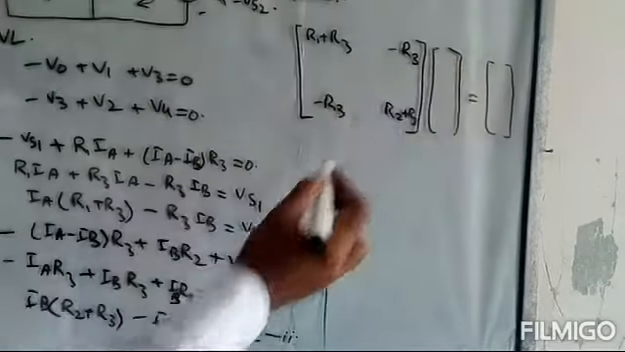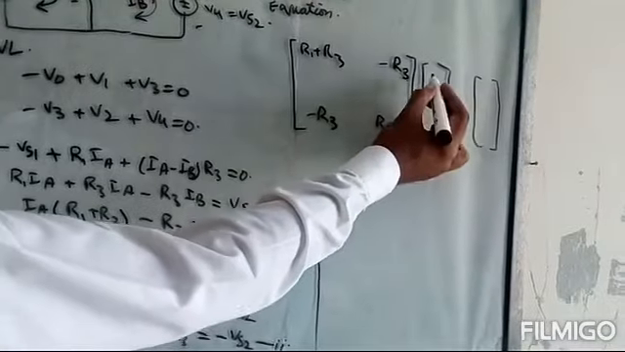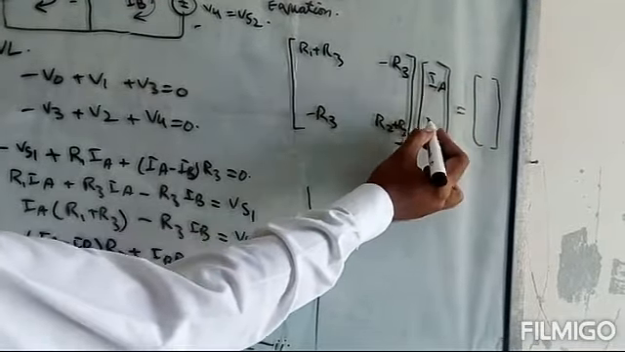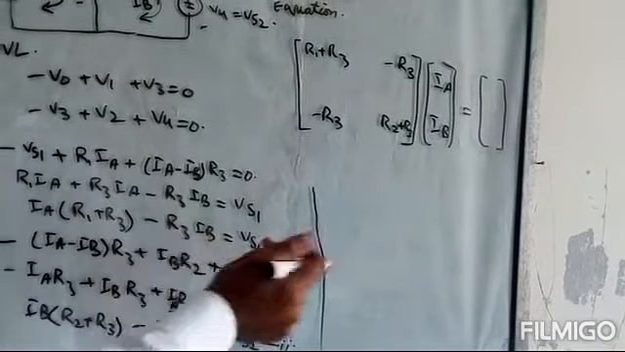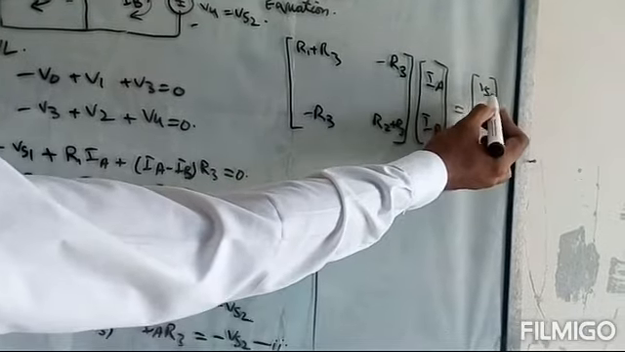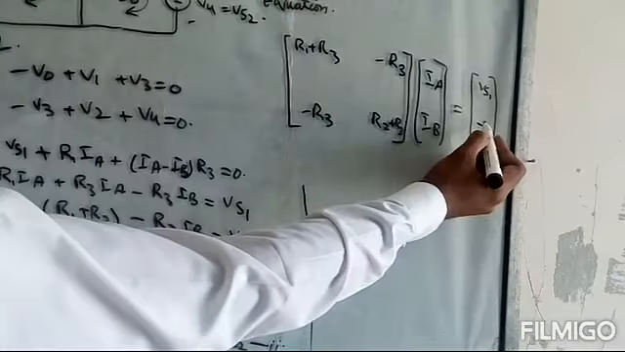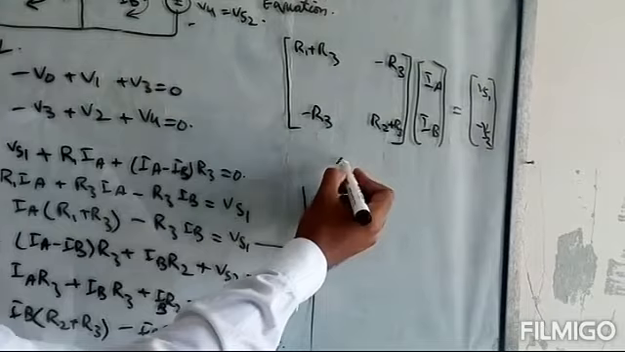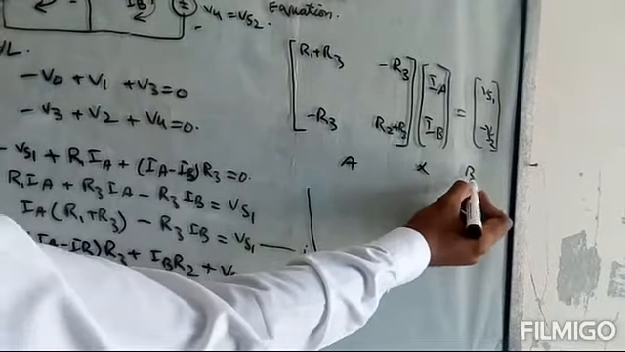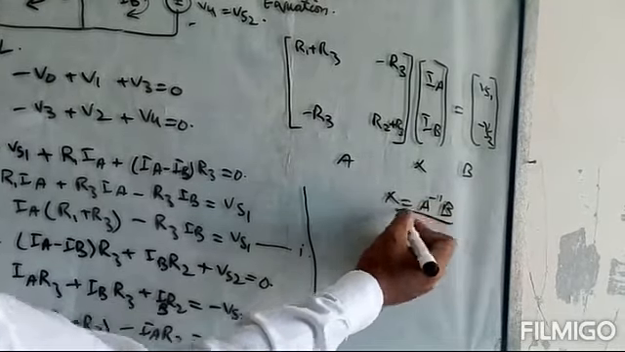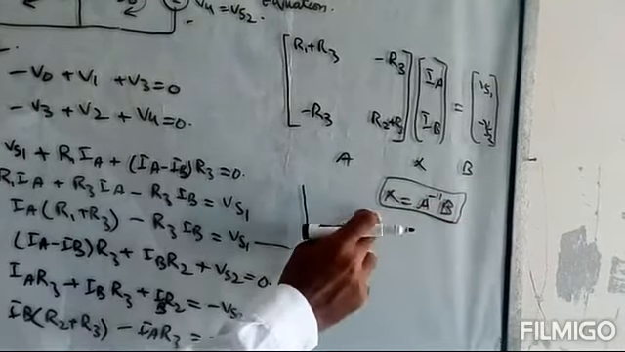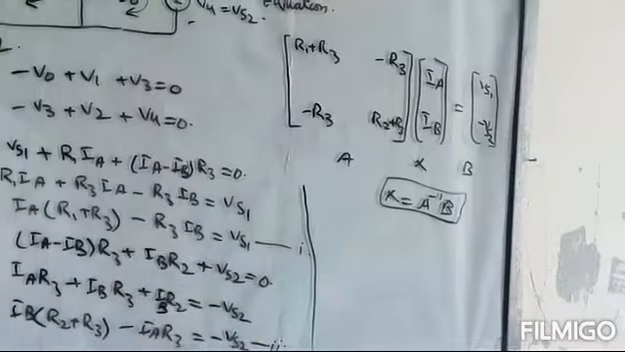Here we will write IA, IB, the mesh currents, these are unknowns, and this equation is equal to minus Vs1, and this is equal to minus Vs2. This is our matrix A, this is X, this is B. X is unknown, X is equal to A inverse B. So from this equation we can find the values of mesh currents IA and IB.